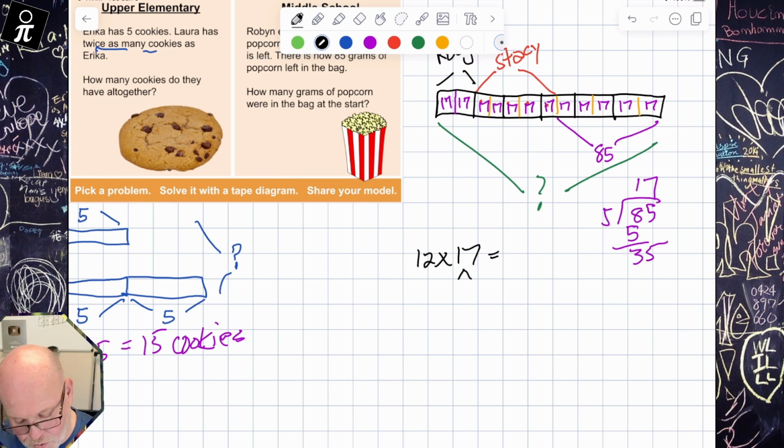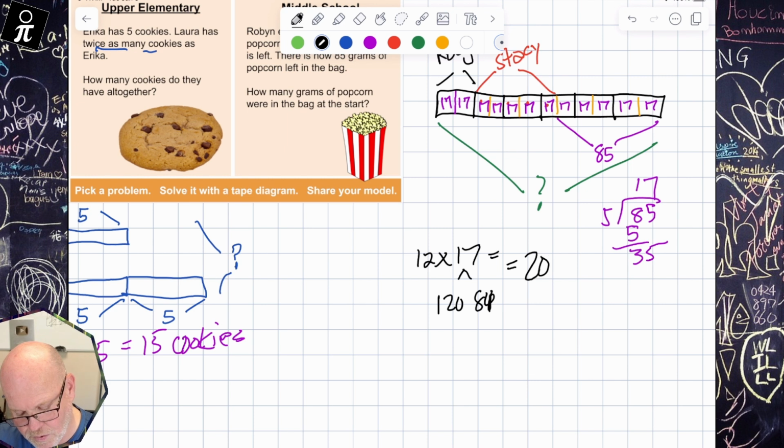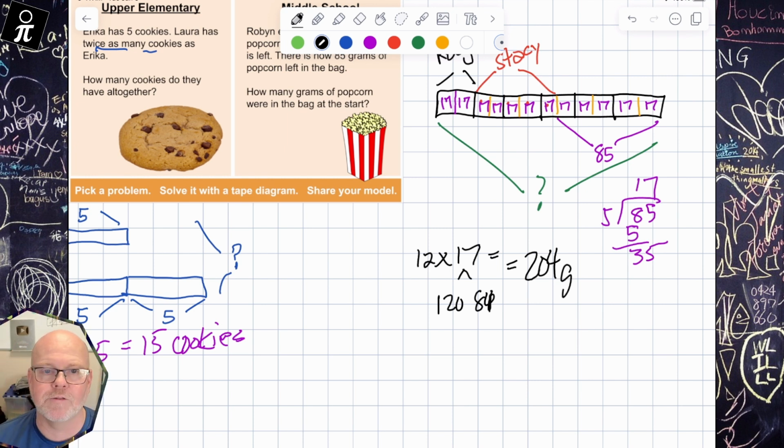Let's see. 12 times 10 is 120. 12 times 7 is 84. So the answer is 204 grams of popcorn at the start.